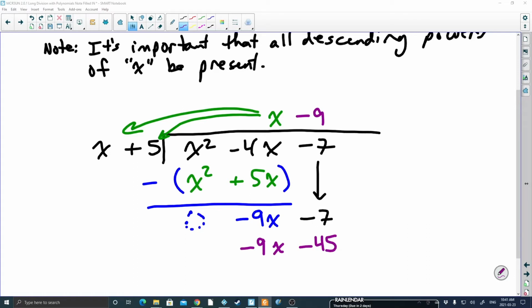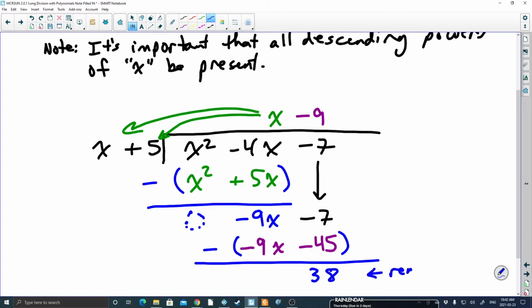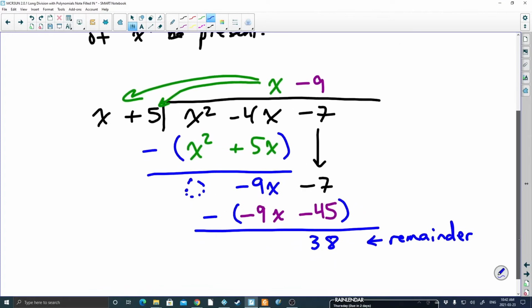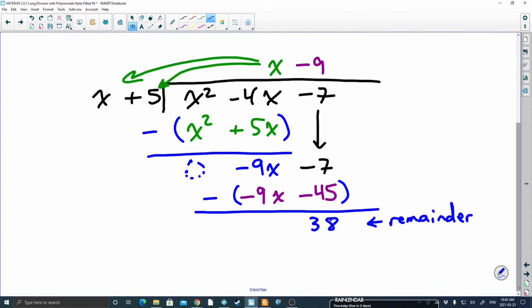So now I'm going to subtract down again, putting a bracket around all of this to show that the whole thing is subtracting. Negative 9x minus negative 9x is negative 9x plus 9x, which is 0, and I'm not going to write the 0. And then I've got negative 7 minus negative 45. Well, that becomes negative 7 plus 45, and that gives me 38. And once again, that is my remainder. Now, we're going to see later on that the remainder that we really want to have is 0. Okay, but for right now, you may not get remainders of 0.